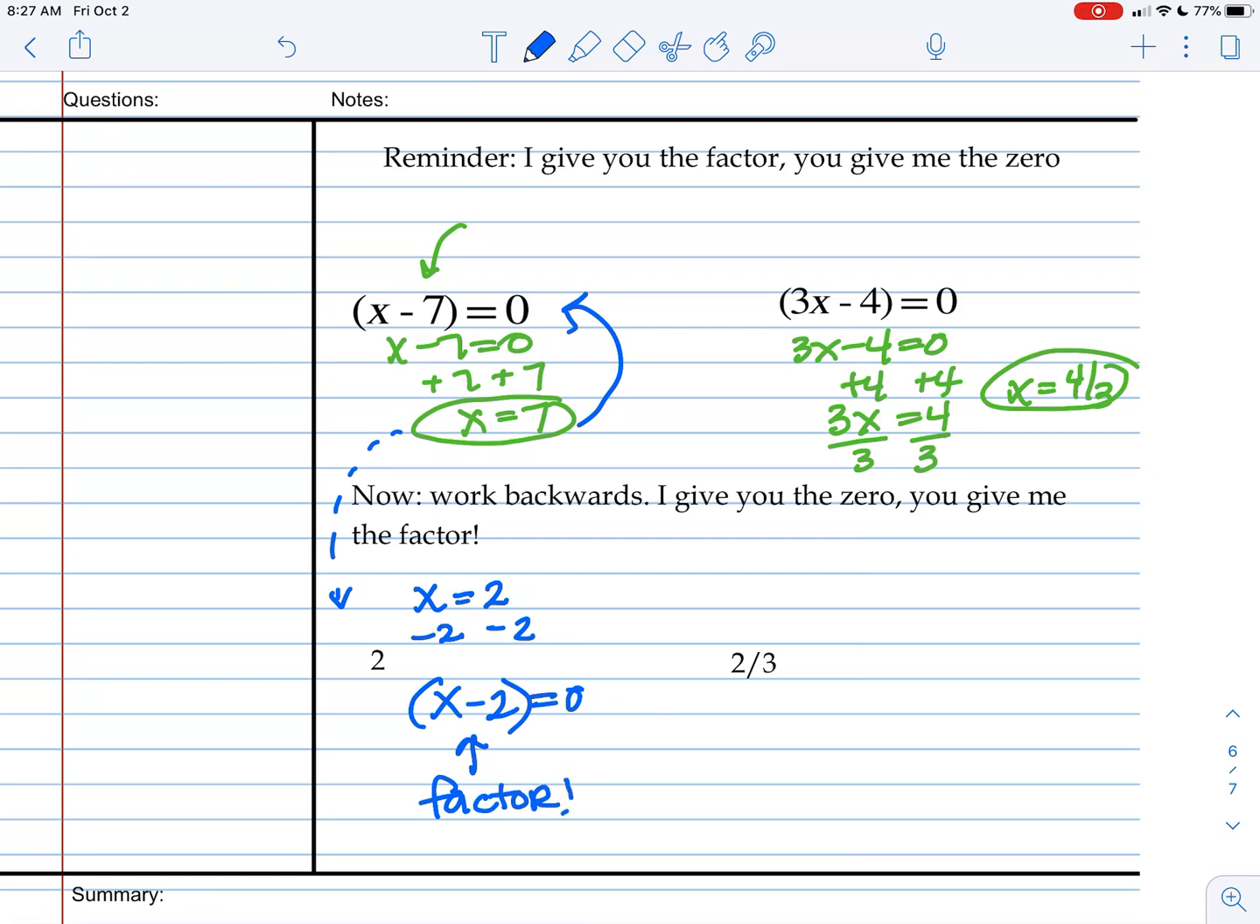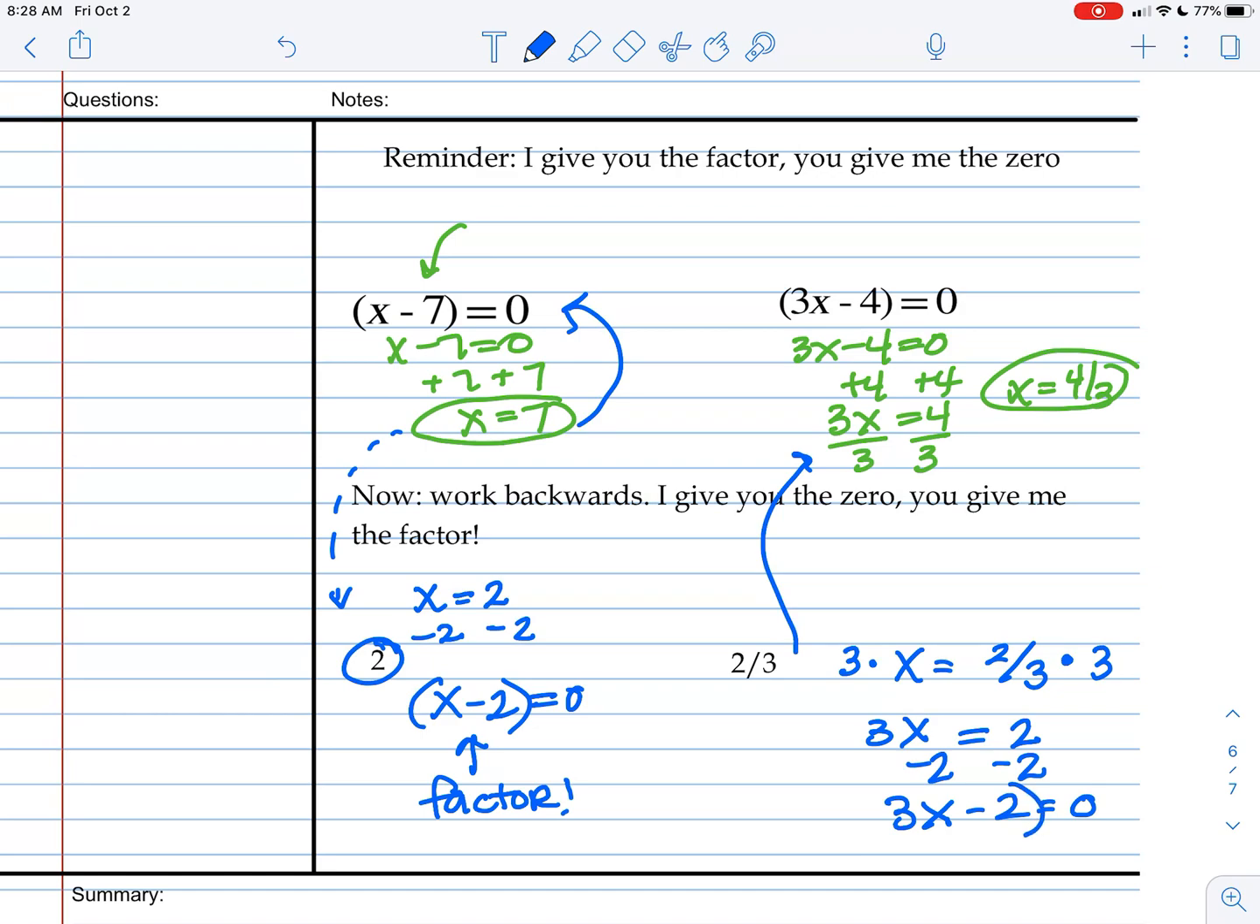Okay, so again, people will think, oh, this is super easy. If 2 is my 0, all I have to do is switch the sign. Again, that works here on this left side, but on the right side it doesn't work. If I give you some sort of fractional 0, you have to work backwards just like we did here. So I'm going to say x equals 2 thirds. And my first step then is going to be to multiply both sides by 3, because that gets rid of my denominator, and then I'm going to subtract 2 because I'm trying to get this to equal 0. This is my factor. 3x minus 2 is my factor.